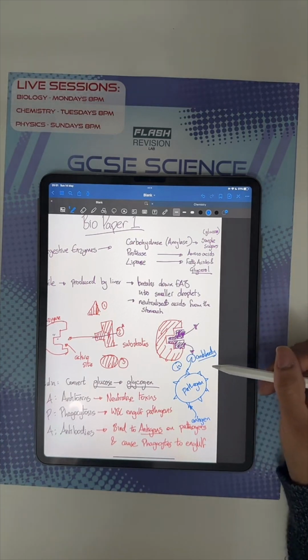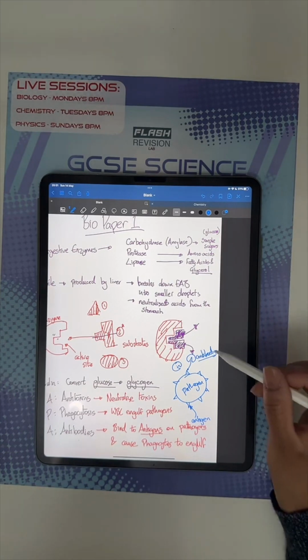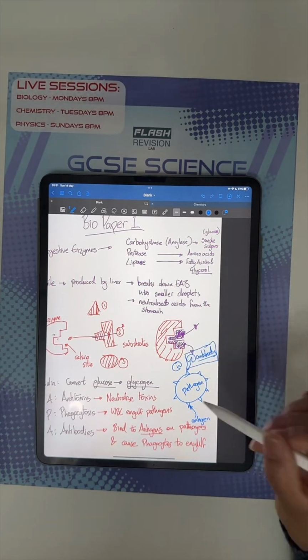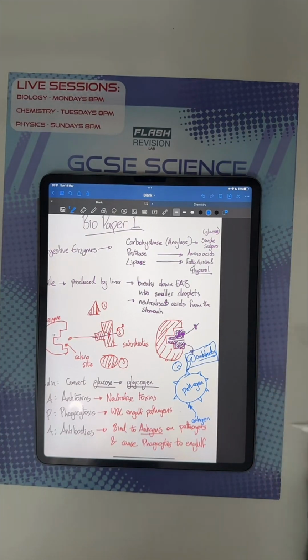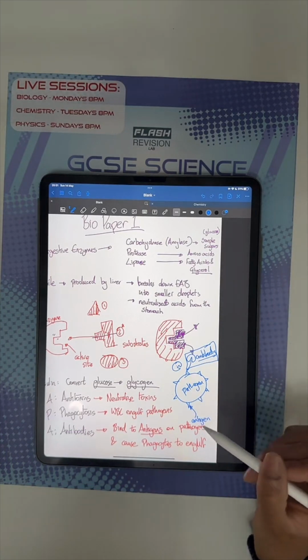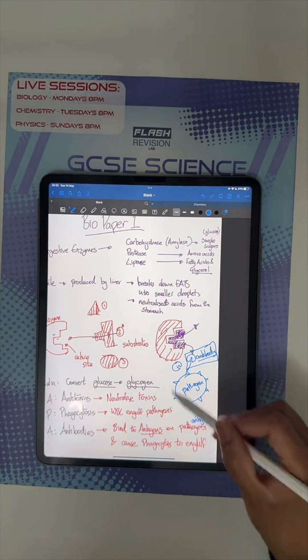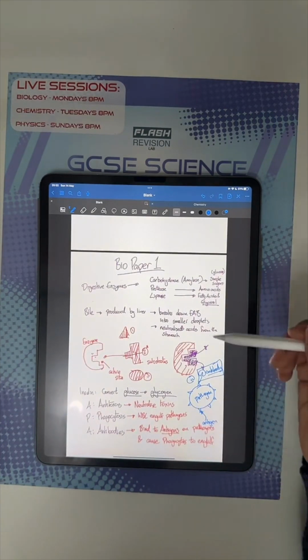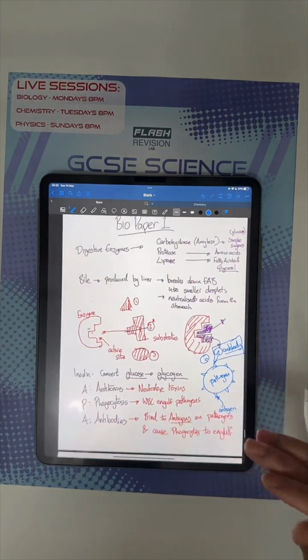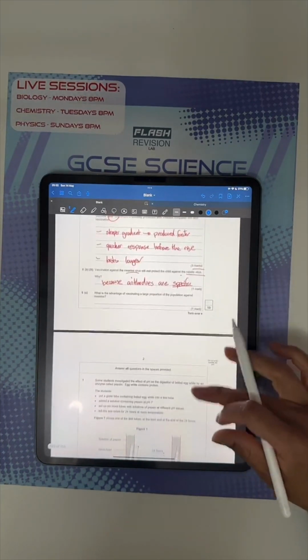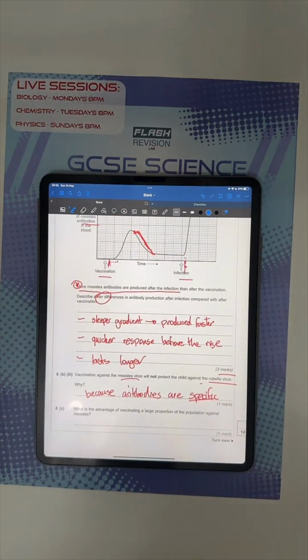So we get that immune response, and then those white blood cells that produce that antibody stay behind. After you've cleared the infection, they stay behind, and that's what we call memory cells. So if this pathogen was to ever enter the body again, they would be able to rapidly produce these antibodies to kill it. If you want to know about this in more detail, check out the live from last week, the health and disease one. I think we go through this in that. We spend more time on that topic. So do that. What's the advantage of vaccinating a large proportion of the population against measles?